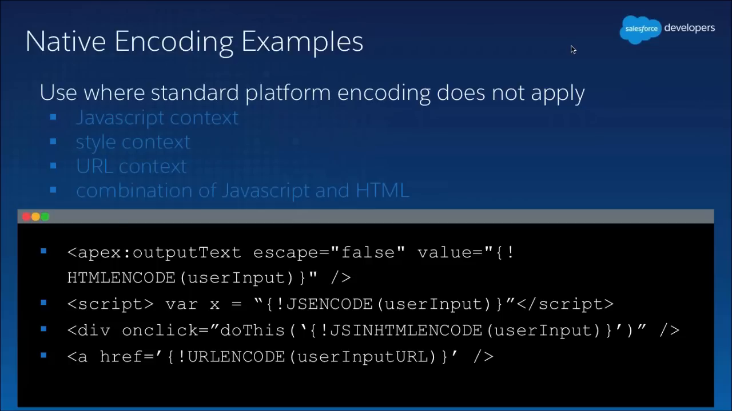So your user data will only be interpreted as data and not as part of the JavaScript code. Inside multiple parsing contexts, you need to know the correct order of encoding to use. Luckily, you can just use JS in HTML encode in cases where you have your user input inside of some kind of JavaScript handler inside of HTML. Lastly, if you're using URL, you can use URL encode to properly encode your user URL.